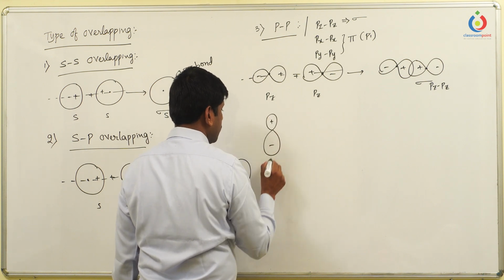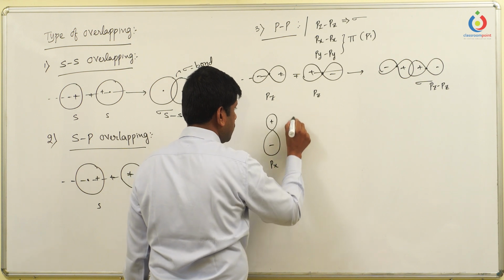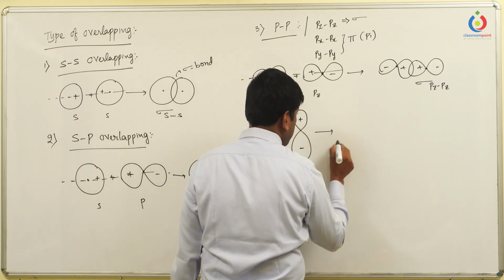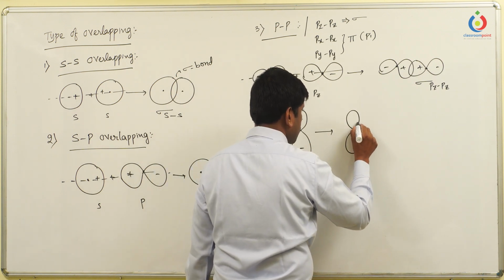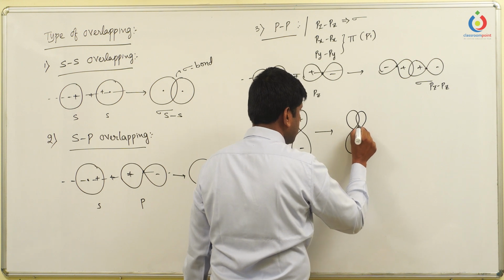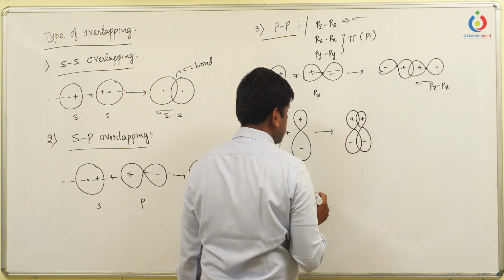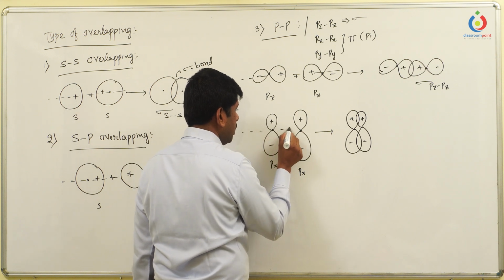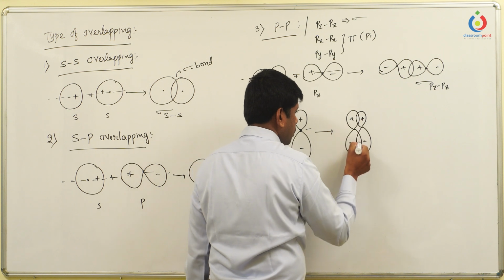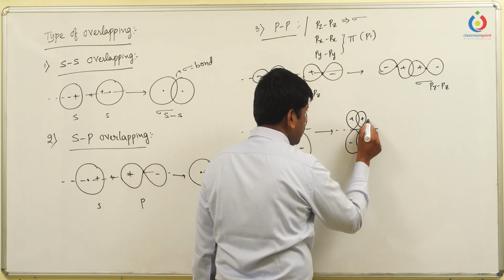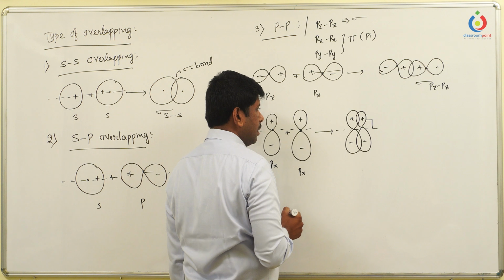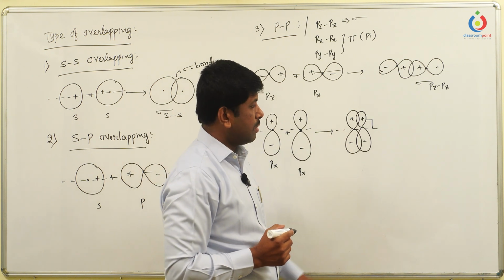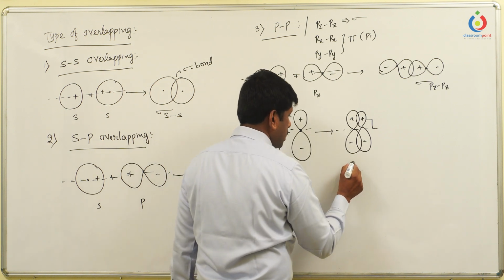PX orbital, when px orbitals overlap, this overlapping took place perpendicular to the internuclear axis. See, this is the nucleus here, and this is the internuclear axis. Now the overlapped zone is present above and below the internuclear axis, making a 90 degree angle. Such bonds, where overlapping took place perpendicular to the internuclear axis, are called pi bonds. So this bond is called the pi px bond.